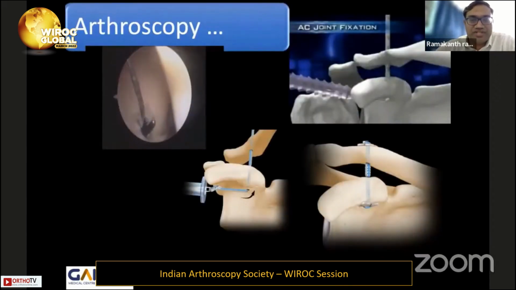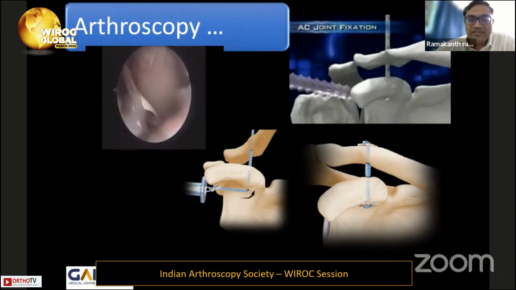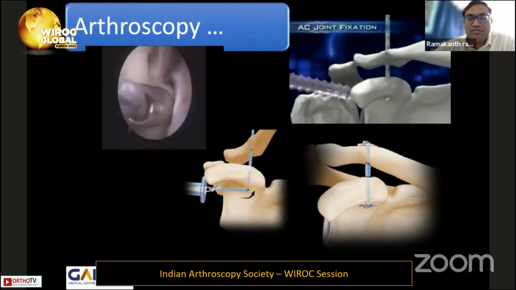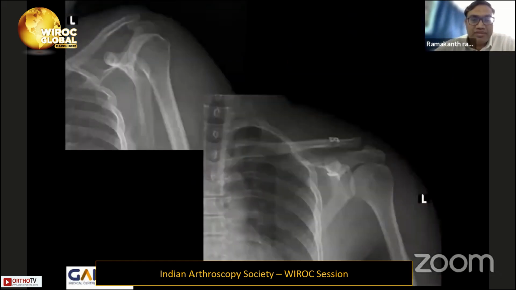So arthroscopic fixation is a good technique where the clavicle is reduced and then the drill is passed from the clavicle into the coracoid, and from the rotator interval, the sutures are shuttled and then fixed with a tightrope or a dog bone button on the superior surface of the clavicle and on the inferior surface of the coracoid. So this can be a handy procedure, especially in young patients where the healing can happen.